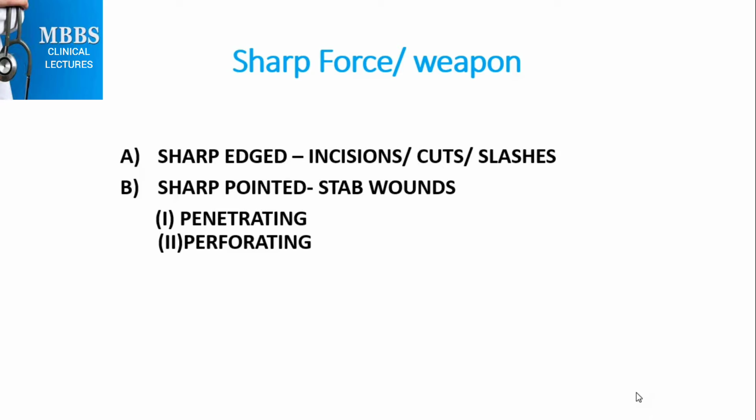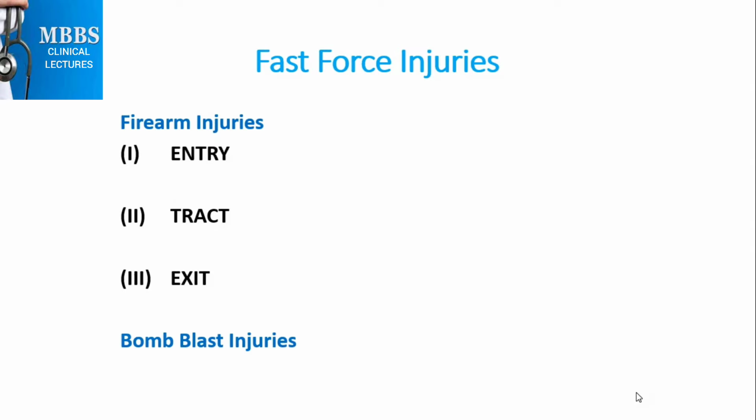And if the stab wounds are only causing the entry wound, then these are known as the penetrating stab wounds. But when the stab wounds cause entry wounds as well as exit wounds, meaning the sharp pointed weapon passes through and through the part of the body, these are known as the perforating stab wounds. And the third is the fast force, which includes the firearm injuries and the bomb blast injuries.